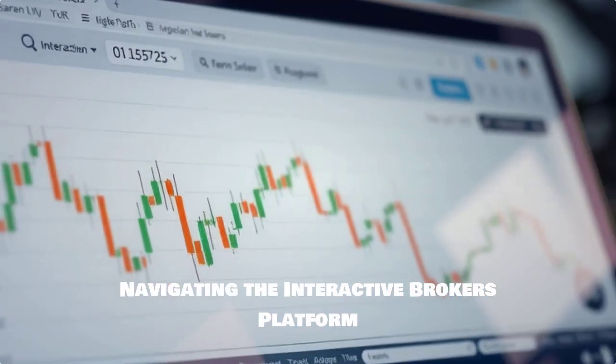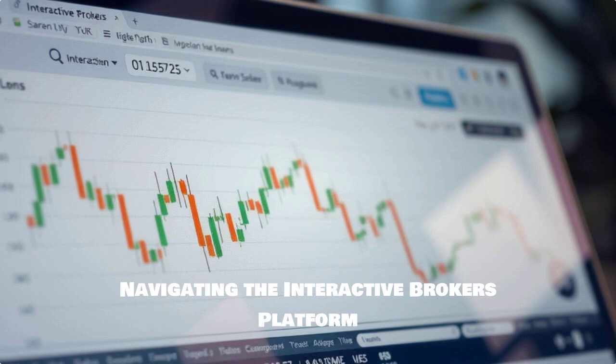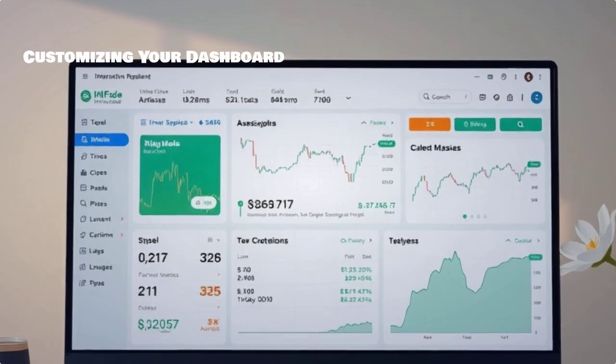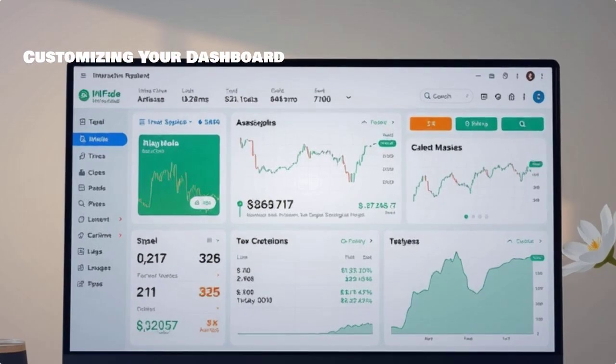Now, let's take a look at the user interface. Understanding where everything is will help you feel confident moving forward. Personalize your trading experience by customizing your dashboard. Here's how to set up your workstation effectively.